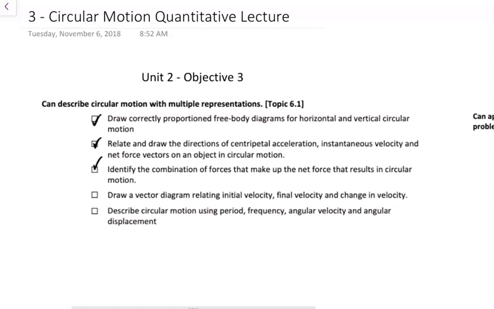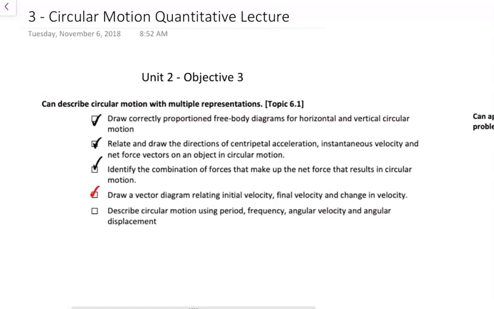All right, class. We're doing circular motion with a focus on quantitative calculations of centripetal force, centripetal acceleration, and such. We have done these first three sub-objectives from objective 3. The next one we're going to do is draw a vector diagram relating initial velocity, final velocity, and change in velocity. It's going to happen a little bit later.